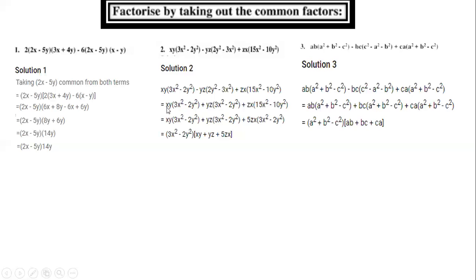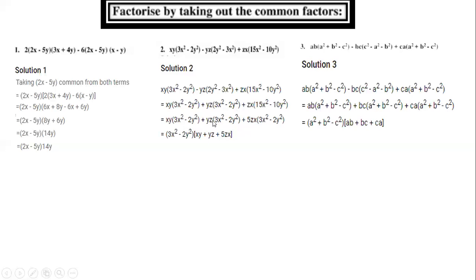And this equals xy(3x² − 2y²). Take out minus common from this bracket. If minus comes out, then minus minus plus yz as it is, 3x² will become positive and 2y² will become negative. Plus zx, take out 5 common from this one. It is 5zx(3x² − 2y²).